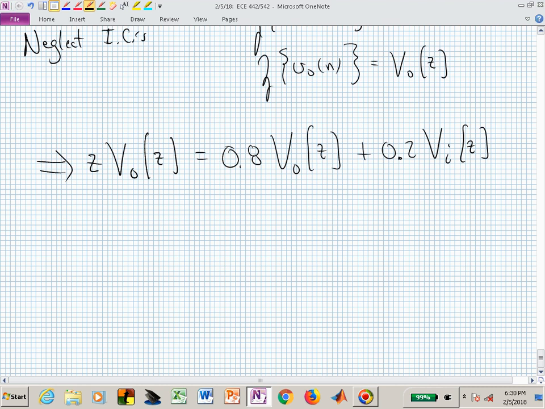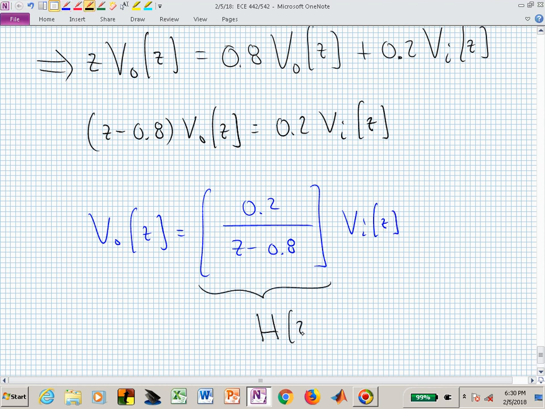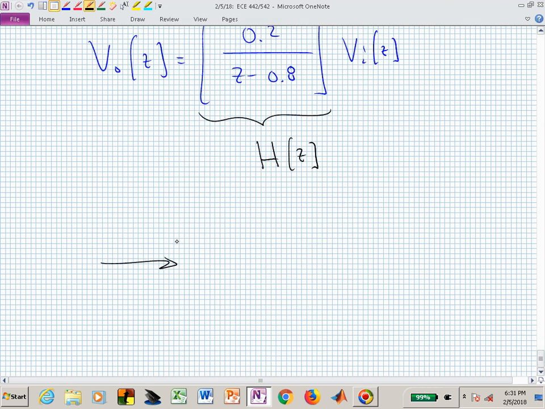Hopefully we'll be okay. But now I can combine this. I now have z minus 0.8 capital V naught of z is equal to 0.2 V sub I of z, or my transfer function that I was after. There's my transfer function of a discrete time low pass filter with a bandwidth of 100 hertz when we're sampling at 1/3 times 10 to the minus 3.